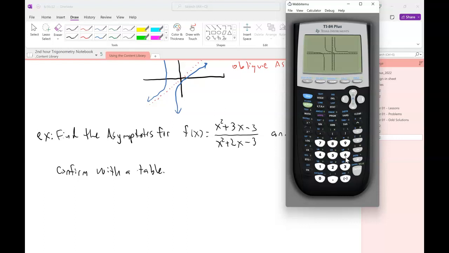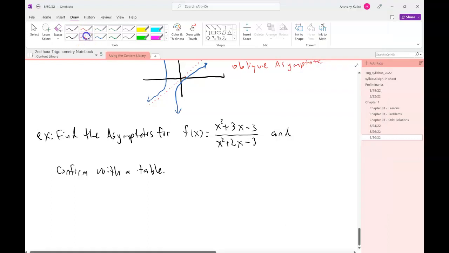Is everybody okay with what we're looking at here? So I see one vertical asymptote, it looks like it's happening right here. That looks like negative 1 to negative 3. Everybody agree with that? So let's record that.